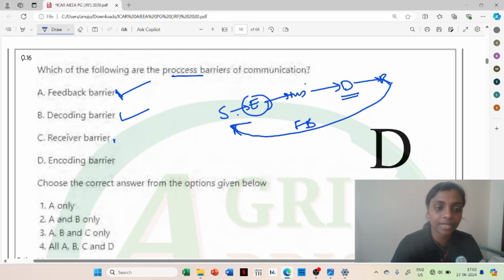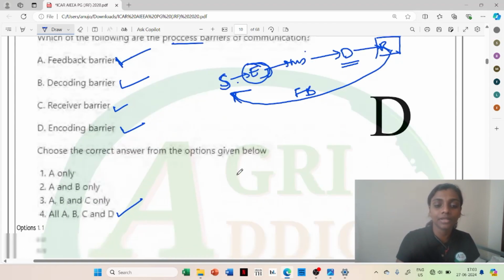Third one is receiver barrier. If the receiver has some kind of problem, or is not interested in the given topic, it can be considered a receiver barrier. So that will also be included. Finally, the fourth one is the encoding barrier. Encoding barrier means if the communicator or the sender cannot properly encode the message into a suitable form, that also will come in the process barriers of communication. So the answer is A, B, C, and D.